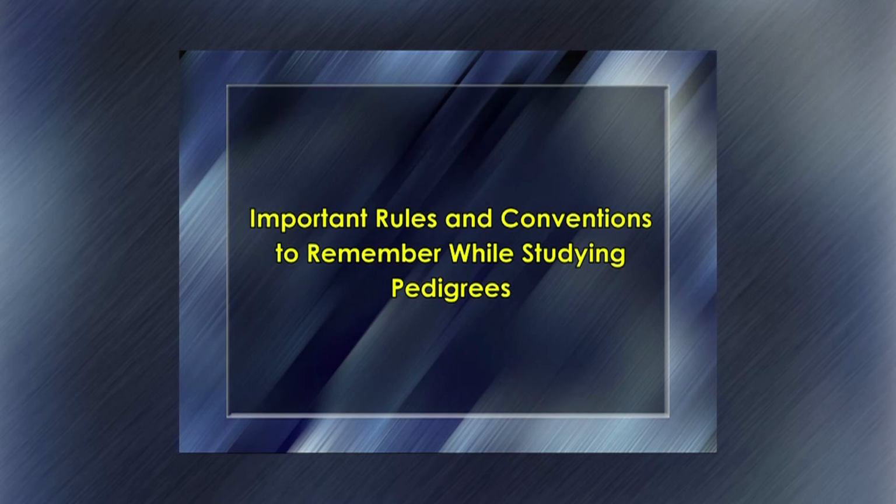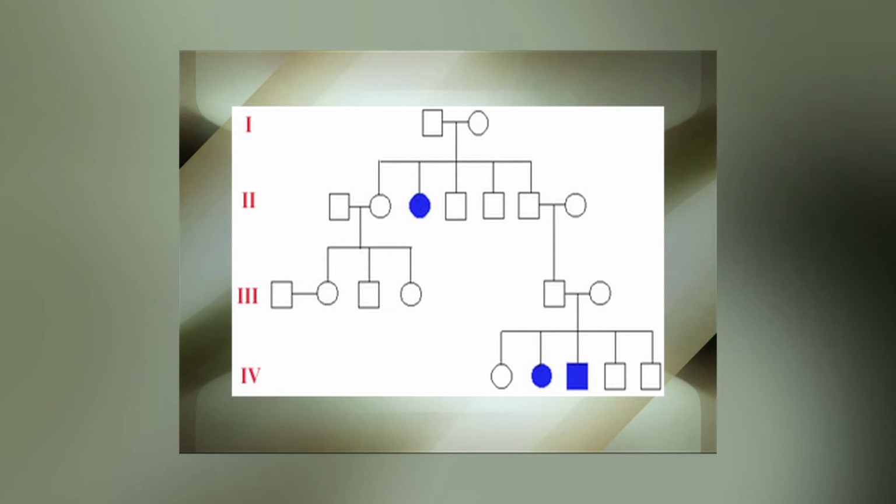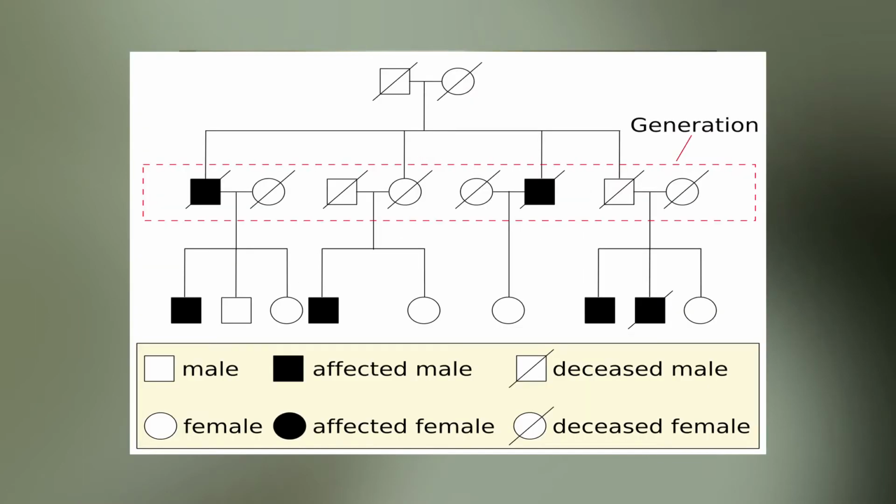Moving ahead, let us have a brief comprehension about important rules and conventions to remember while studying pedigrees. Number first, males are always represented by squares and females by circles. Number second, an empty circle or square indicates that the individual does not suffer from the disease. Number third, a shaded square or circle indicates that the individual does suffer from the disease. Number 4, a square or circle with a line through it indicates a deceased individual.